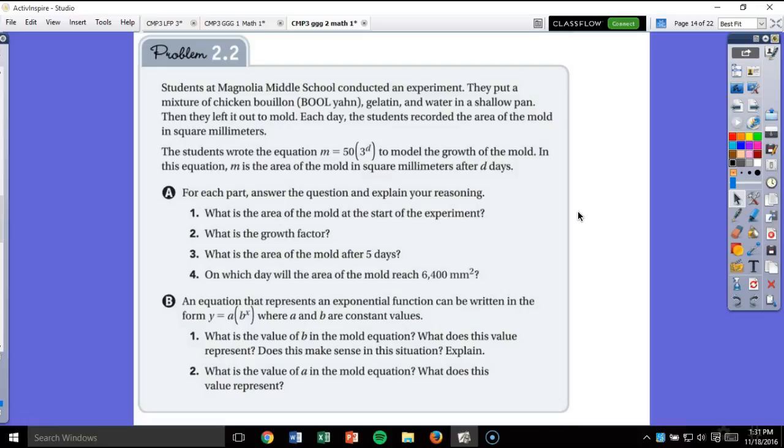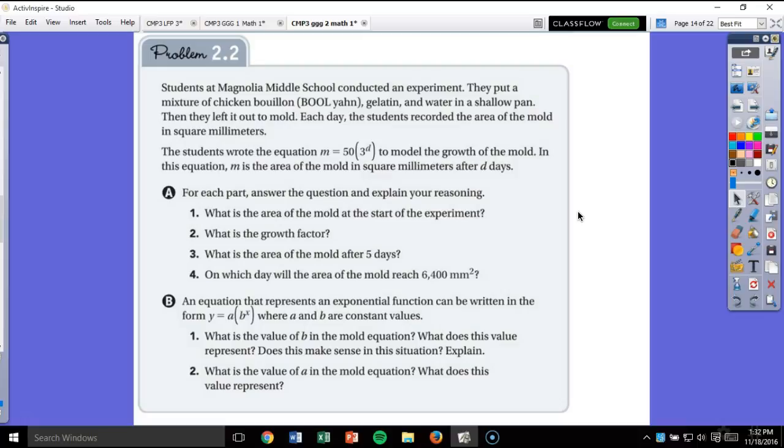They wrote the equation m equals 50 times 3 to the d power to model the growth of the mold. In this equation, m is the area of the mold in square millimeters after d days. So what we need to think about looking at this equation is maybe how much mold is there at the end of day 1? If you plug that into the equation here, what would that come up to?